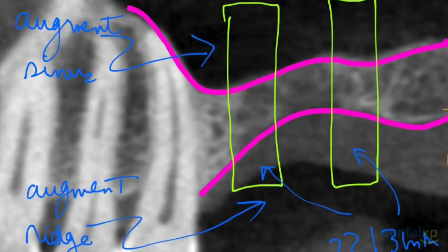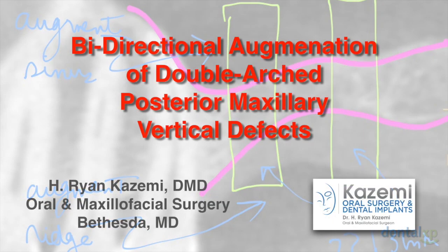When considering implant replacement of missing teeth in the posterior maxilla with three-dimensional bony defects, there are several treatment options that are possible. Today, I would like to discuss a bidirectional augmentation technique for double-arched posterior maxillary vertical defects.